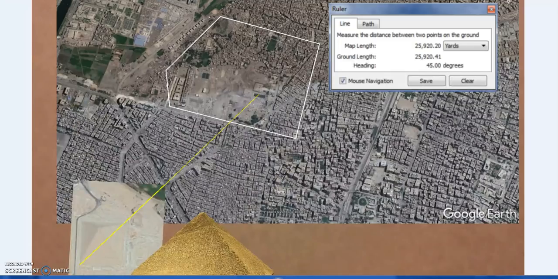But the point of it is, all of the pyramids are connected to Heliopolis, but especially the Great Pyramid. You can just draw a line across the middle of the pyramid from the southwest to the northeast corner, and this is where it will take you to. And now, why this specific spot within the precinct? Well, that's 25,920 yards, and you can see a 45-degree heading.